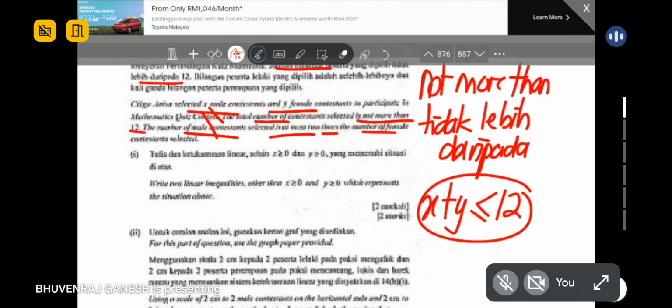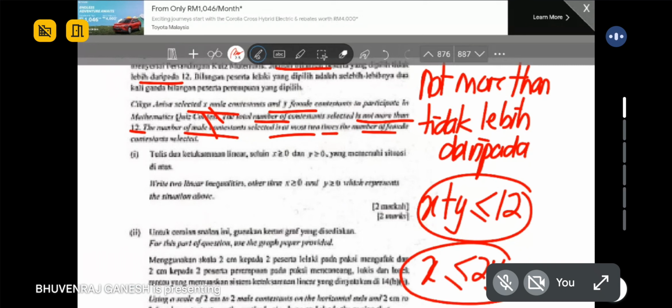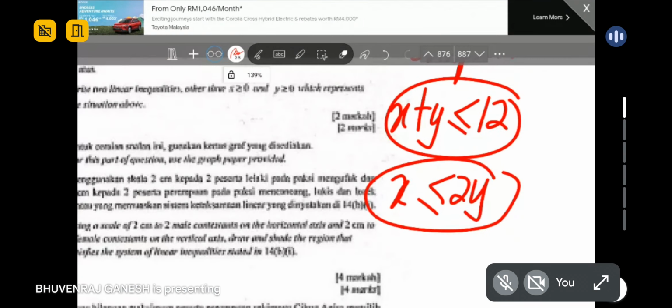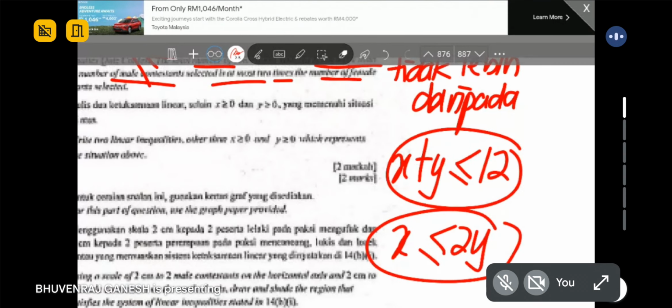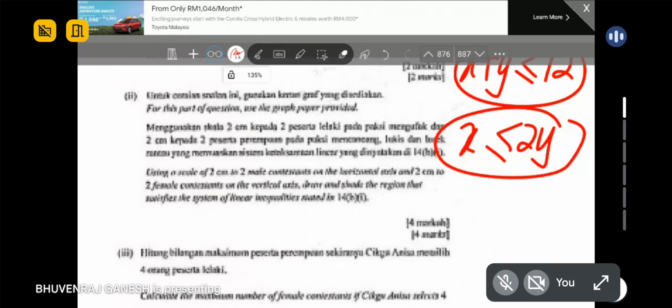Lelaki is X, perempuan Y. So selebih-lebihnya, apa simbol dia? At most. Yeah. Okay, so your symbol will be like this, guys. Okay, this is the second answer. X less than or equal to 2Y. This is for selebih-lebihnya, at most. Okay, understand? So from here, you guys just need to draw your graph.